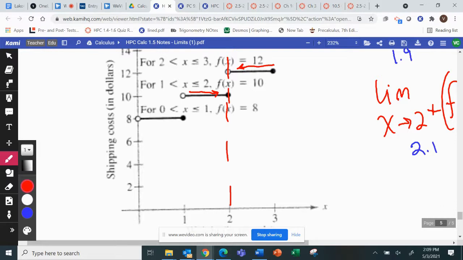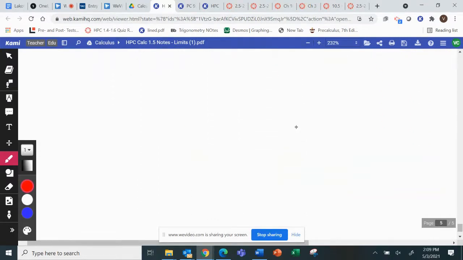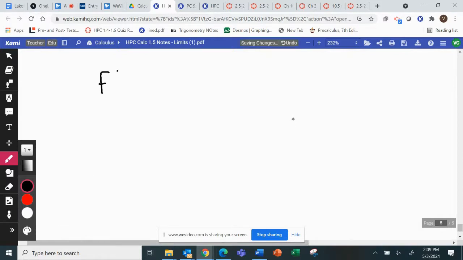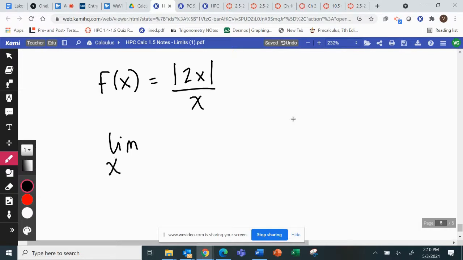Okay. Now, let me give you this other example first. I didn't put it in notes originally, and we ended up talking about it in my other class, so I want to talk about it here too. The equation is absolute value 2x over x. I can't remember what we're approaching though. I think it was 0. Let's find the limit as x approaches 0.